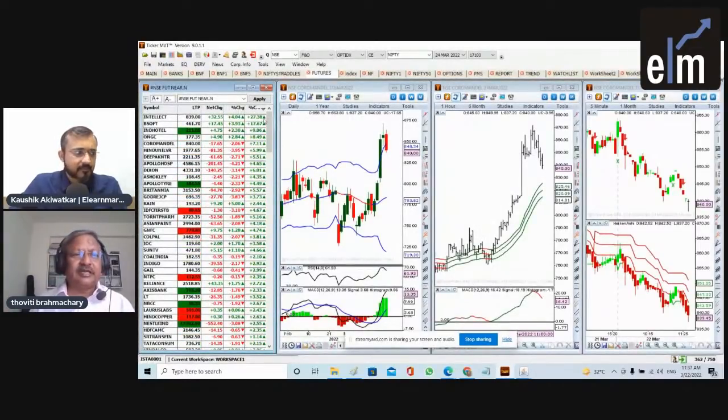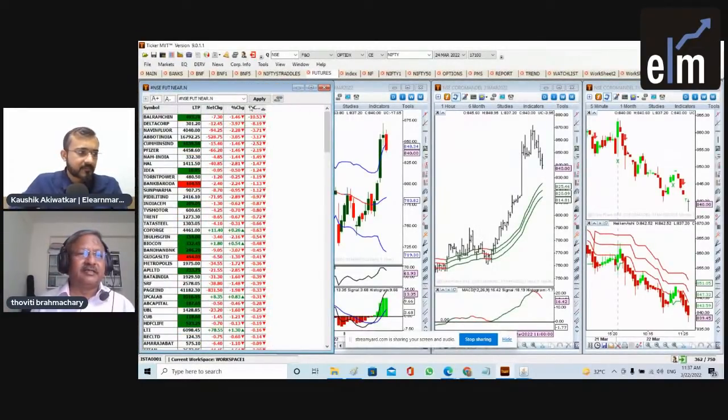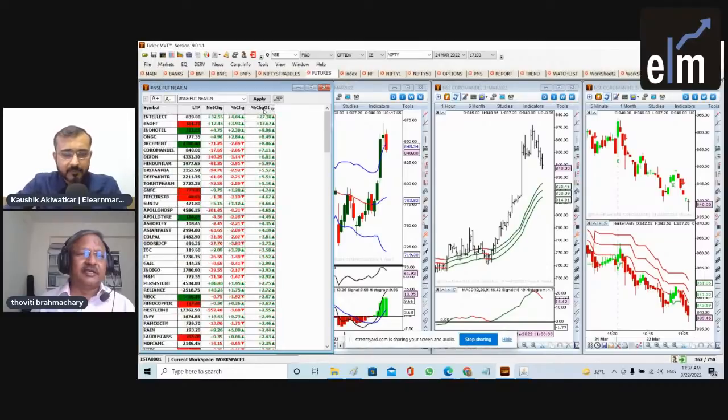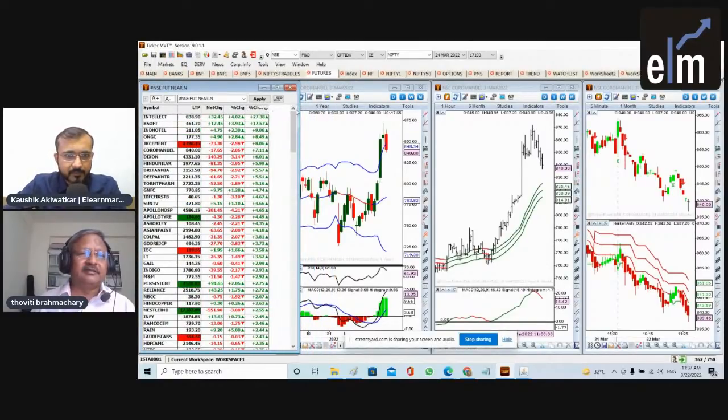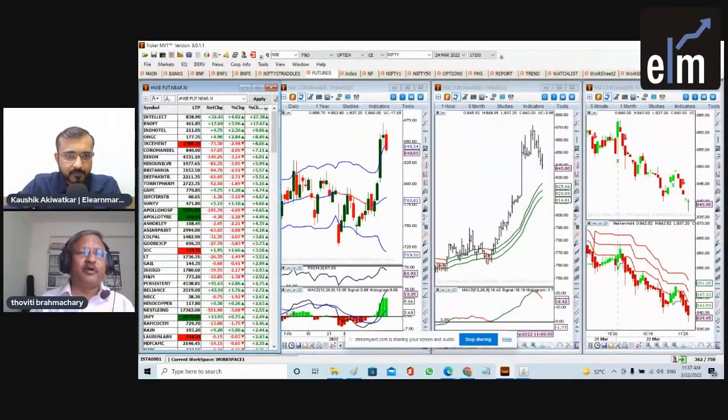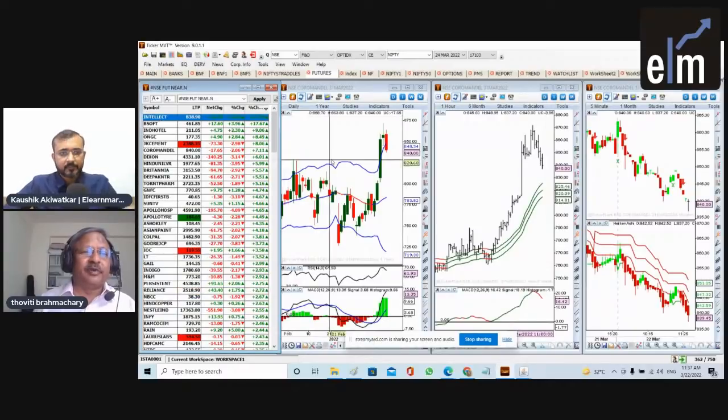Select the open interest price. See, this is the open interest, and the change in open interest. Highest open interest is nothing but more people being interested to carry forward those positions. So Intellect Design has the highest open interest, and at the same time the price is up, highest price rise.